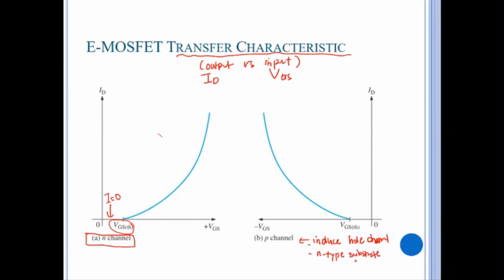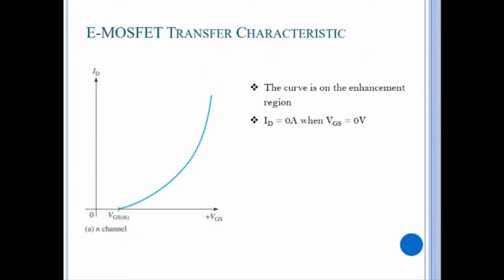Because we want to induce the hole channel, and the hole is a positively charged particle, we need to apply a negative gate voltage. That is why the characteristic of the P-channel EMOSFET looks like this, with VGS a negative value. When the gate voltage is more negative, we can induce more holes, so more current flows. We will mostly use the N-channel EMOSFET.